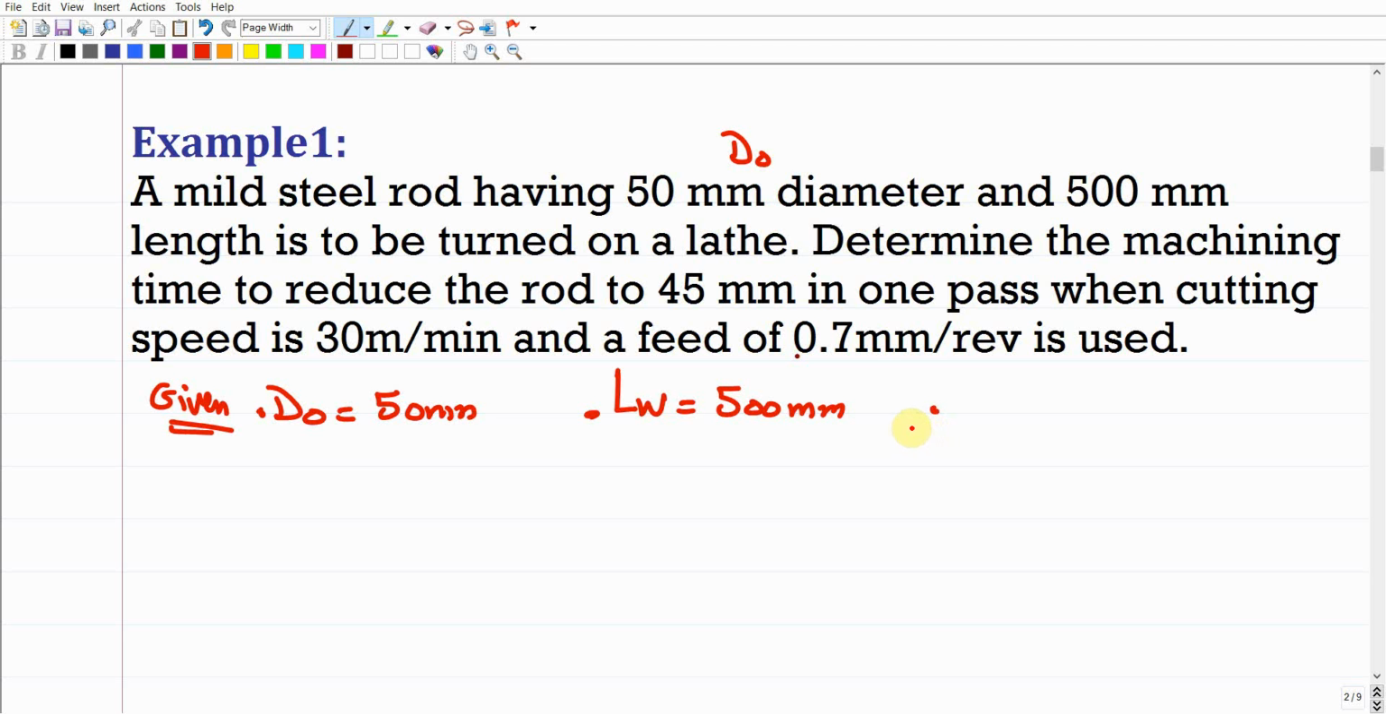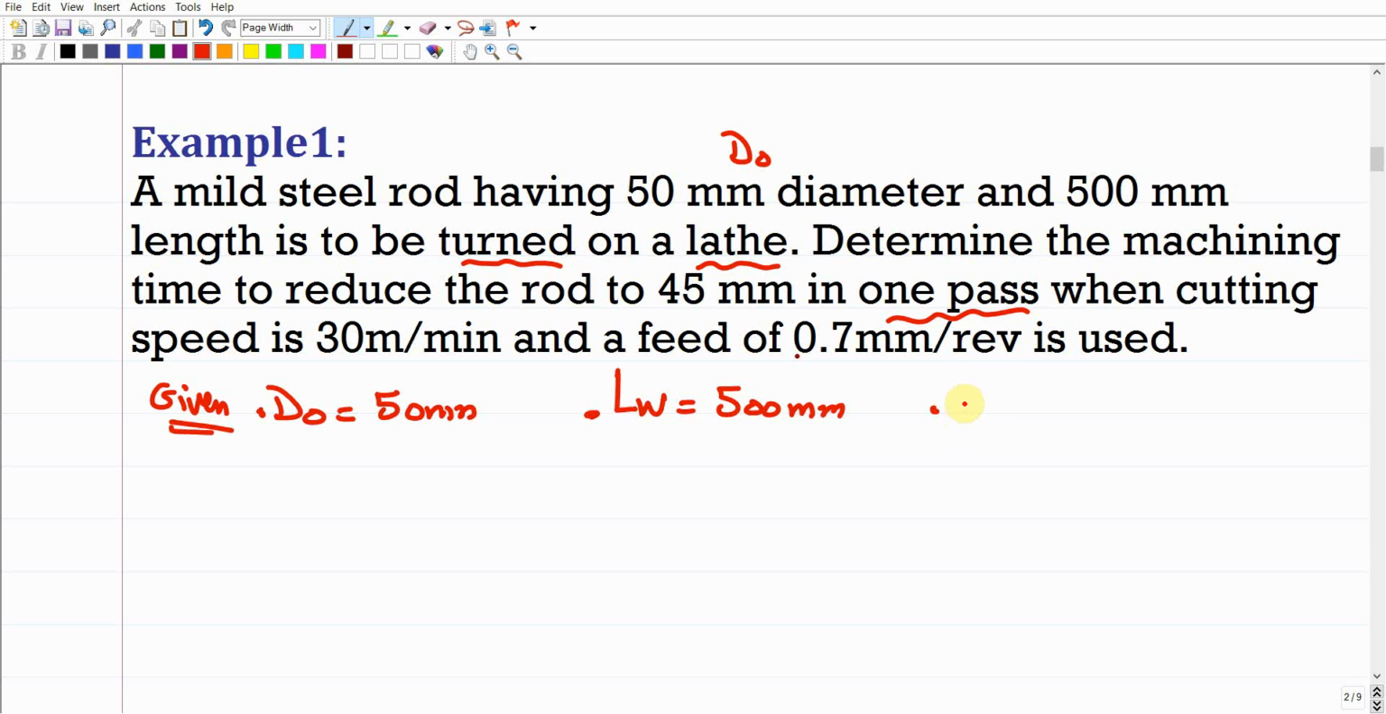It is to be turned on a lathe machine. Lathe machine is the name of the machine, and turned means that we're already working on a turning operation, because one of the things you have to know is exactly what type of machining operation you are going to apply for the given problem. As given here, turning or turned down to another diameter, and lathe machine, this indicates that we're working on a turning operation. And it is required to calculate the machining time, which is TM, to reduce the rod to 45 millimeter in one pass. So we're going to perform it in just one cut, one time.